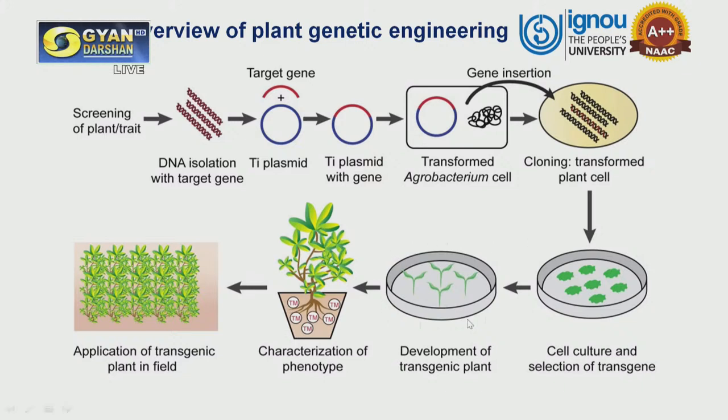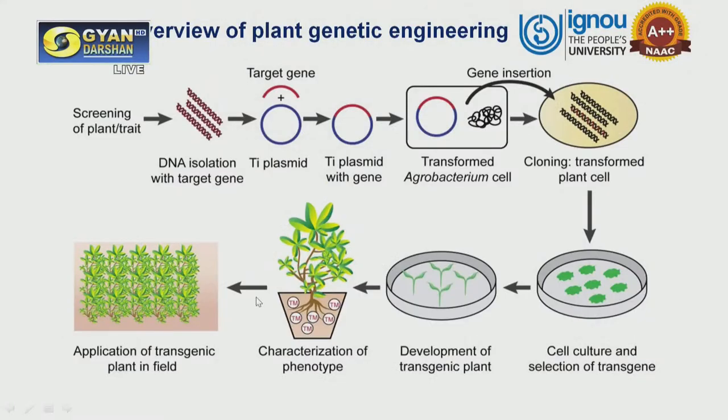Later on, they are confirmed by various molecular biology techniques like Southern, Northern, Western or PCR, to confirm the presence of the gene of interest also. But this initial selection is very important for putative selection of the transgenics.